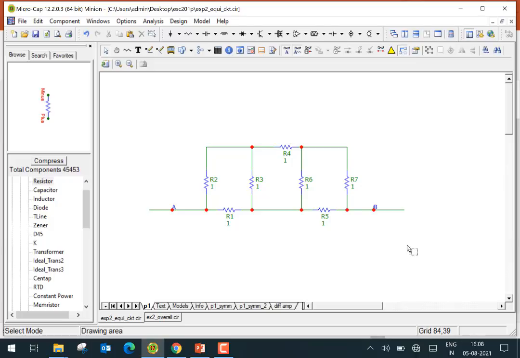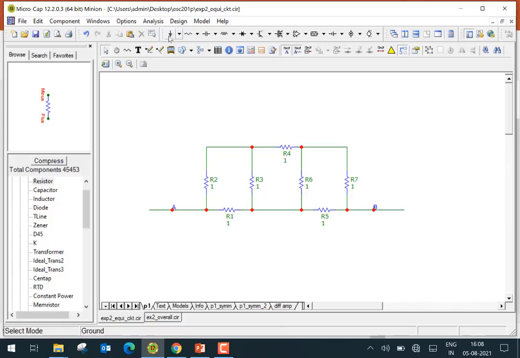So just to illustrate, for example, we have a circuit like this, and you would like to find out the equivalent resistance. Note that all the resistors are 1. We can easily make all the resistors any other value, and the results would scale accordingly. So it's very easy to find the equivalent resistance.